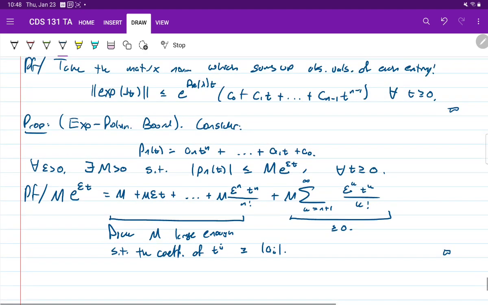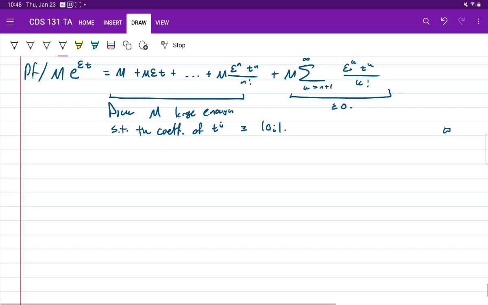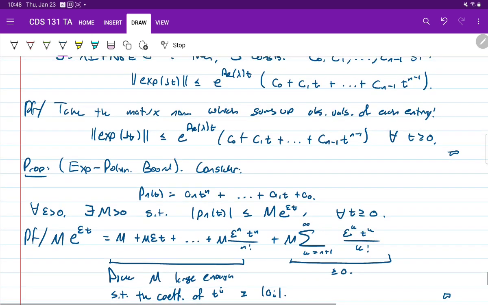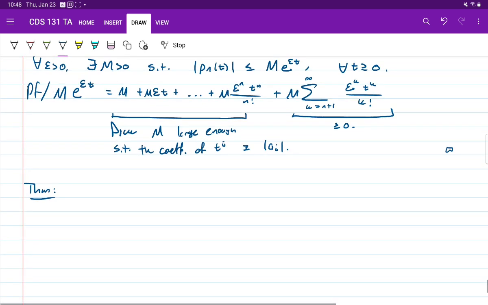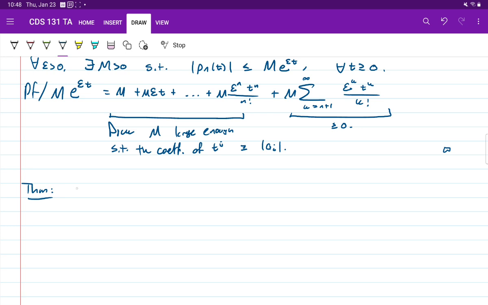Okay, so let me directly state our stability theorem. Using these two tools above, where Jordan blocks become exponential times polynomial, and we can bound above a polynomial with an arbitrary exponential with positive rate, we arrive at the following theorem. Consider an unforced continuous time LTI system x dot equals Ax.